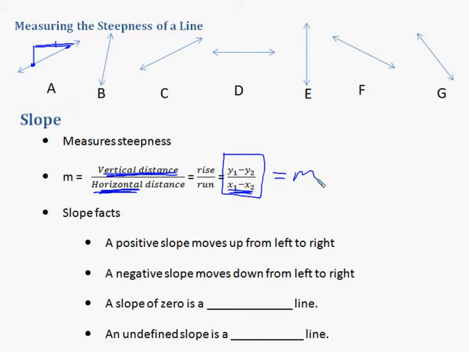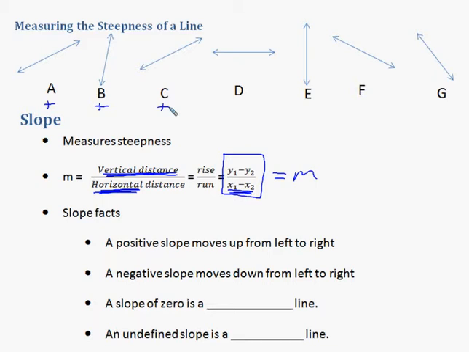Some slope facts. A positive slope moves up from left to right. So looking at these lines at the top, I'm going to go ahead and put whether the slope is positive or negative. So this is moving up left to right, so this is a positive slope. This is really steep, it's moving up left to right. This one isn't moving up left to right or down left to right, it just stays the same. This one is just going straight up, not left or right, and these two are both going down.